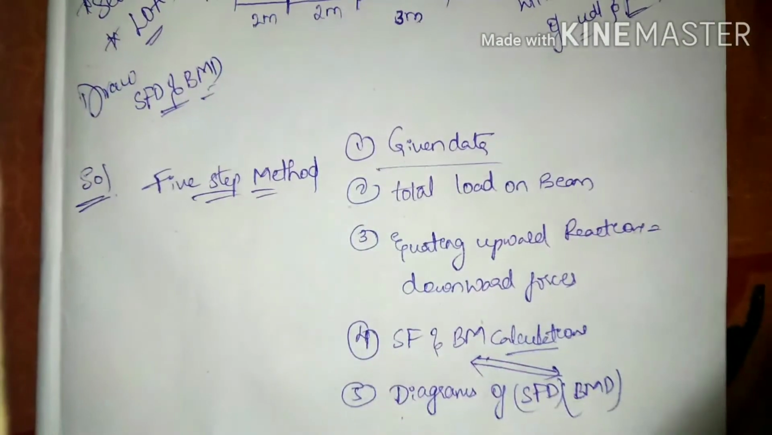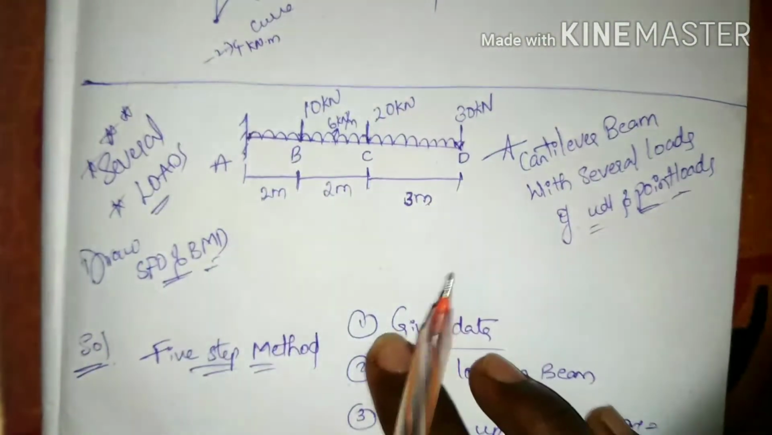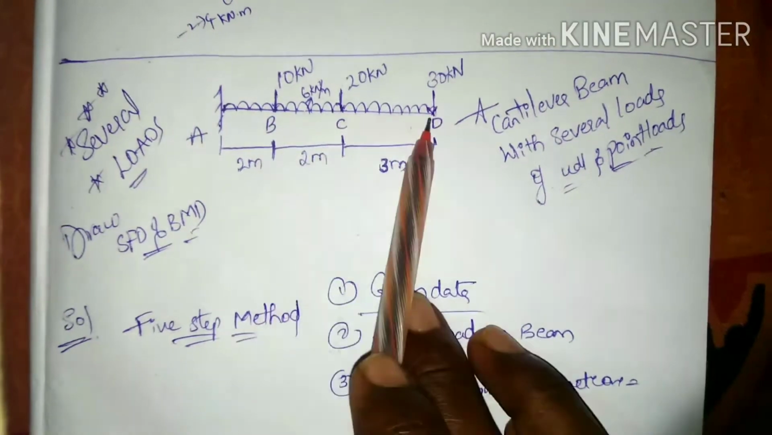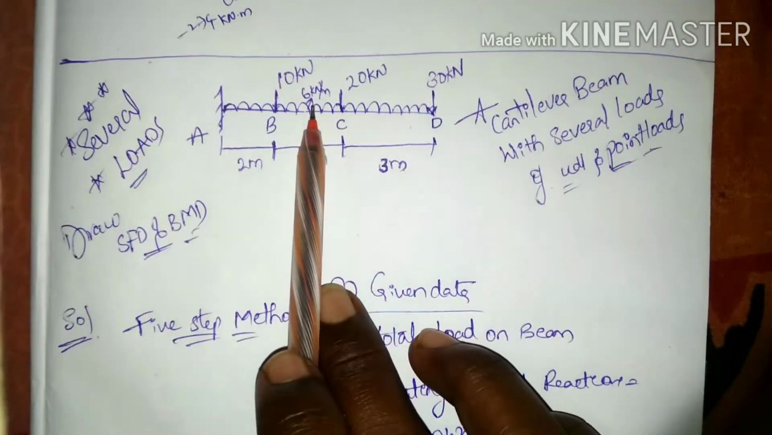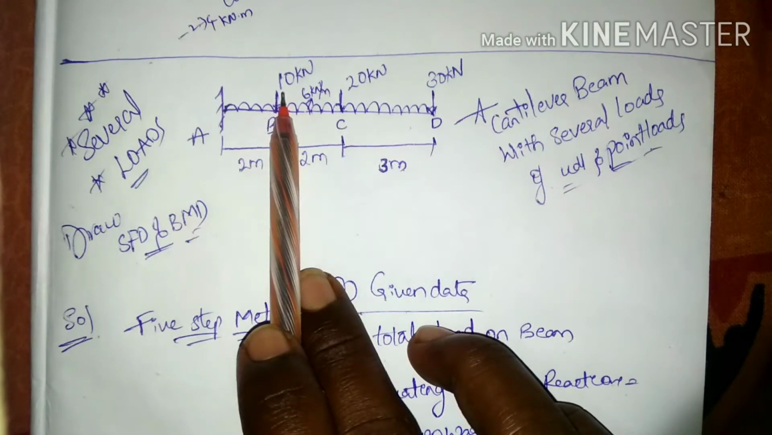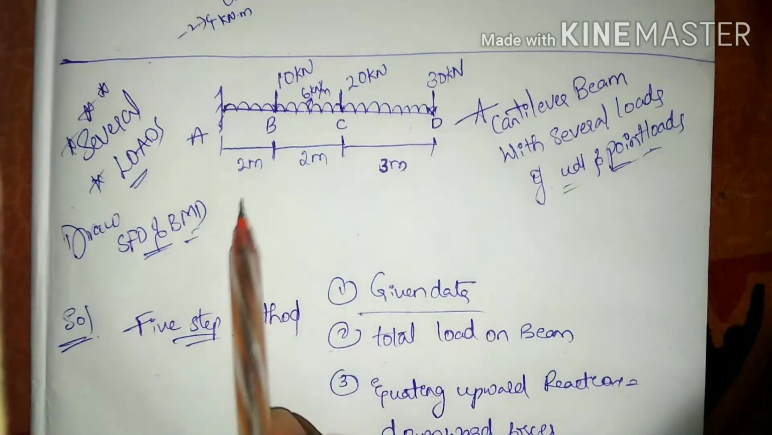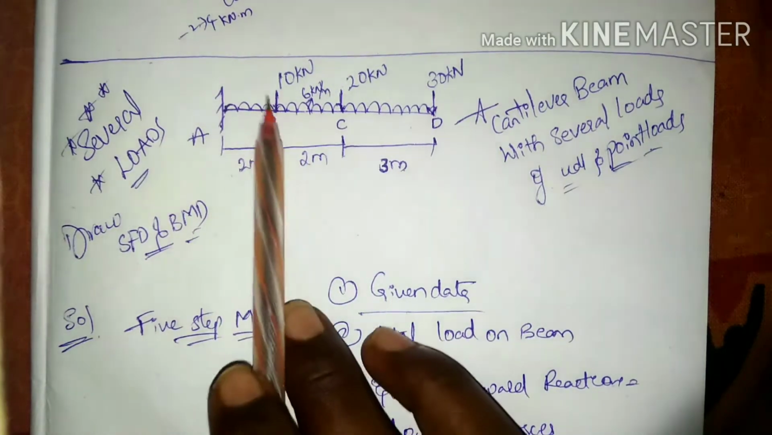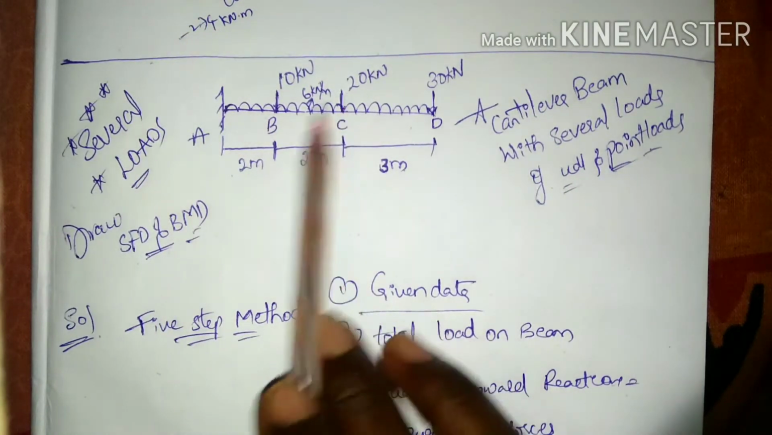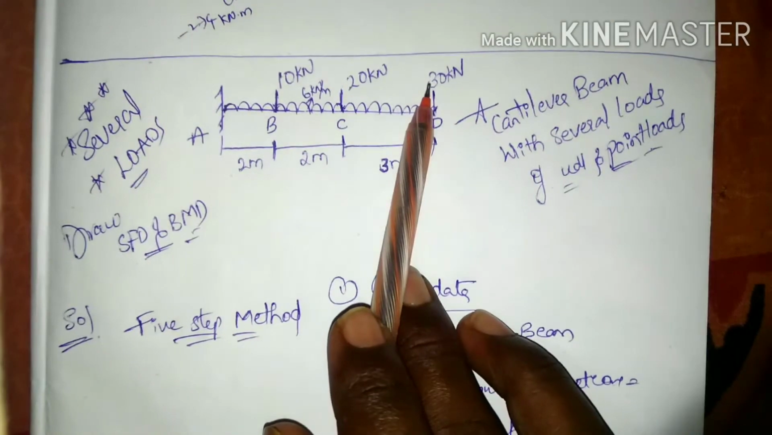Then according to our given data, we have a cantilever beam with 3 point loads and 1 UDL with a magnitude of 6 kN per meter, and 10 kN, 20 kN and 30 kN respectively, with the first at 2 meters span, another at 4 meters, and another at 7 meters.